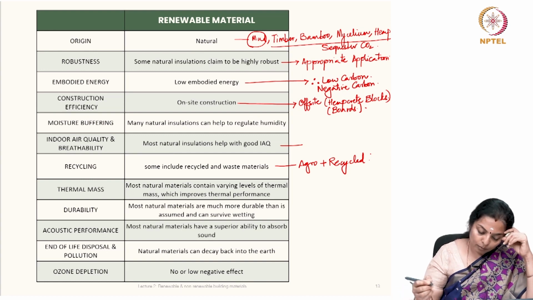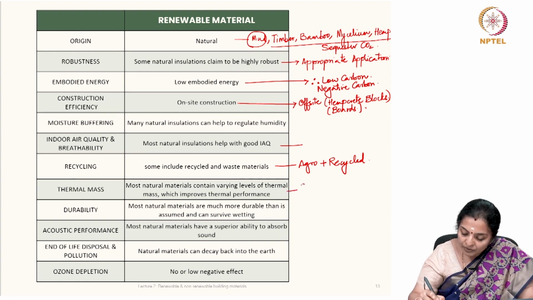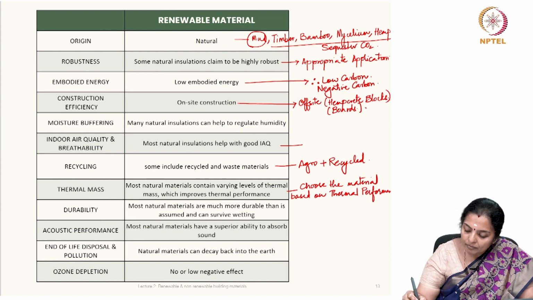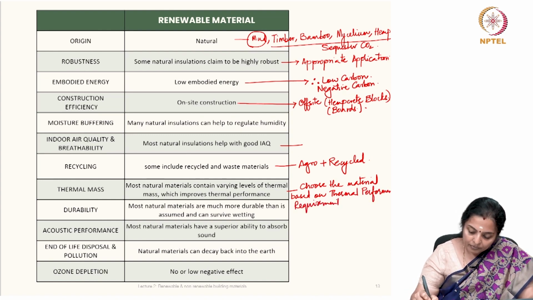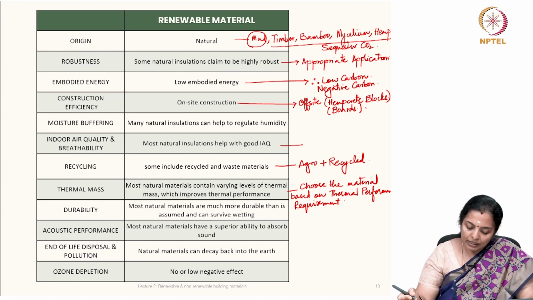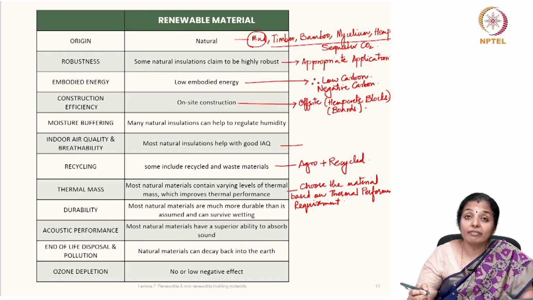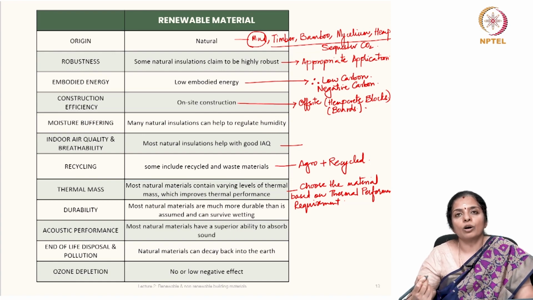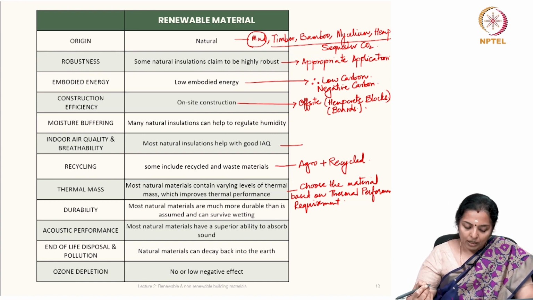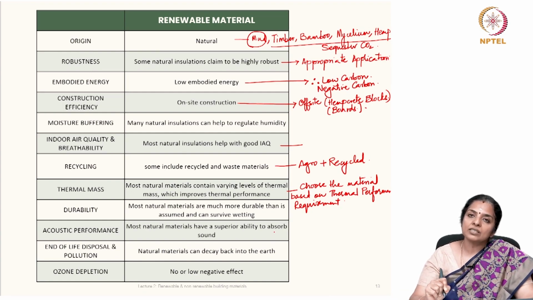When we look at their thermal mass, most natural materials contain varying levels of thermal mass, which improves thermal performance. So, we need to choose the material based on thermal performance requirement. If we look at their durability, they are much more durable because they can survive in moisture, not wetness but moisture. Whereas for most other modern materials, moisture is a very big enemy. If we see their acoustic performance, they have superior ability to absorb sound, and hence in many of the sound insulation and acoustic materials, the renewable and natural materials are used.